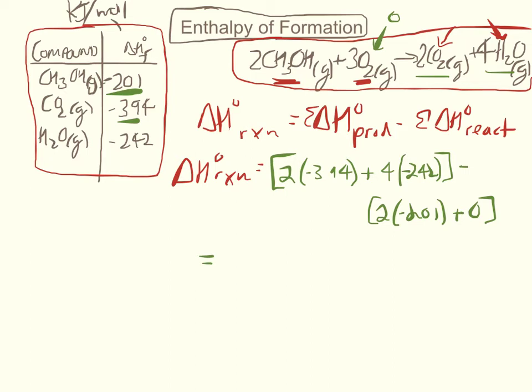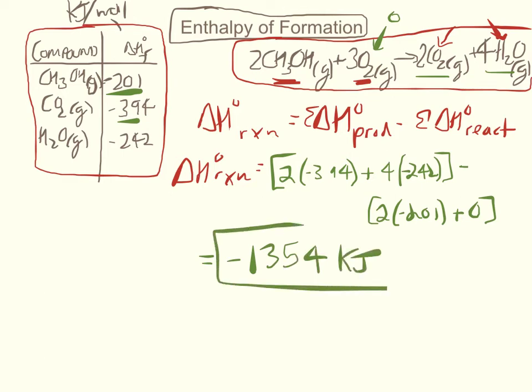Boom, so that would be the setup. If we do the math, we come out to a final answer of negative 1,354 kilojoules. Boom, so that would be the setup for these problems. We could also solve for one of these values if we're given the delta H naught of the reaction. There's a lot of ways we can manipulate these ideas.